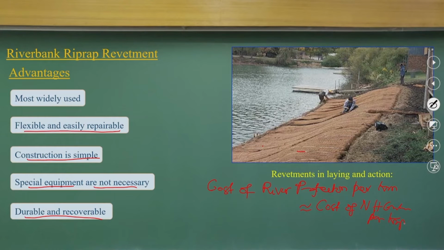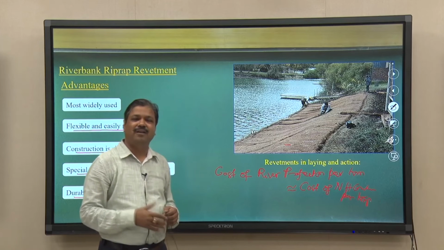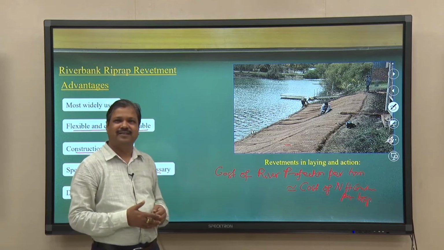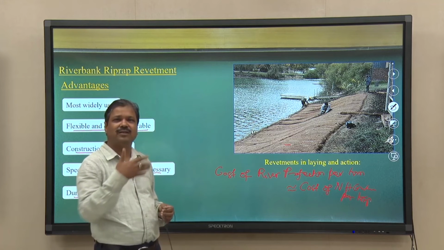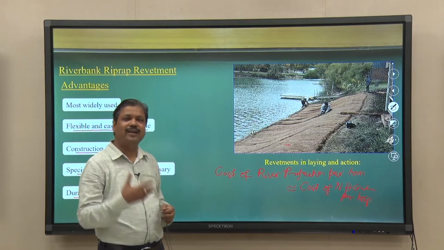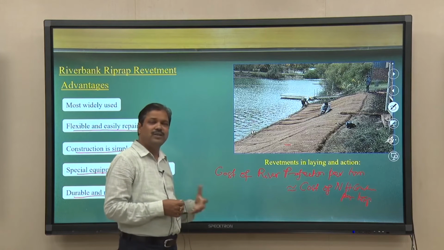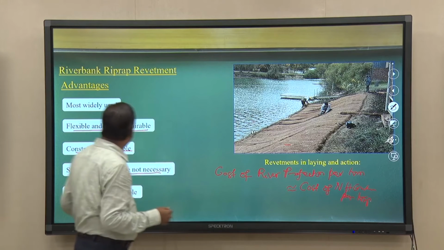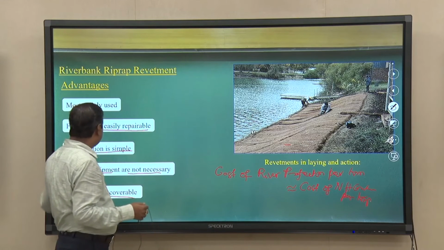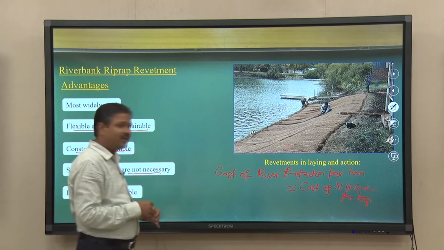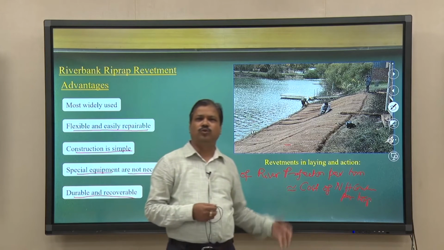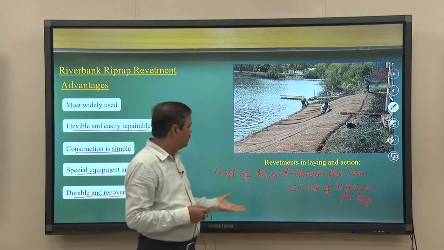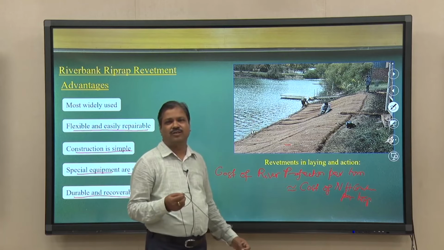The cost of protection of the river banks is much more expensive than constructing a national highway per kilometer. They are more or less the same, or in many cases much higher. So, when we are trying to protect the river bank, we should try to optimize everything in terms of material and in terms of construction cost. Otherwise, the cost of river bank protection per kilometer is close to the cost of national highway construction per kilometer.